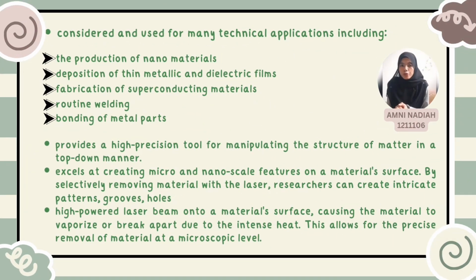Laser beams are considered and used for many technical applications, including the production of nanomaterials, routine welding, bonding of metal parts, and so on. It also provides a high-precision tool for manipulating the structure of matter in a top-down manner. It excels at creating micro and nanoscale features on a material surface. By selectively removing material with the laser, researchers can create intricate patterns, grooves, and holes. It also uses a high-powered laser beam on a material surface, causing the material to vaporize or break apart due to the intense heat. This allows for the precise removal of material at a microscopic level.